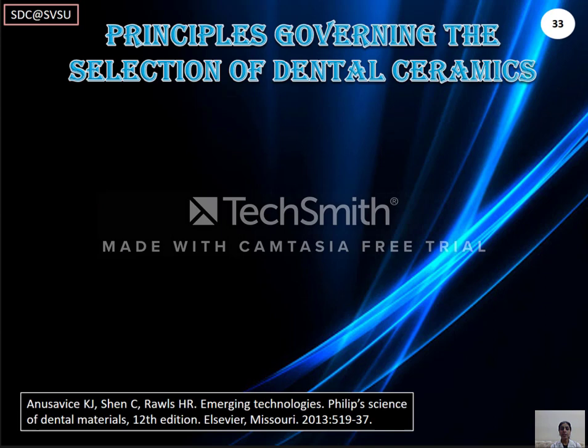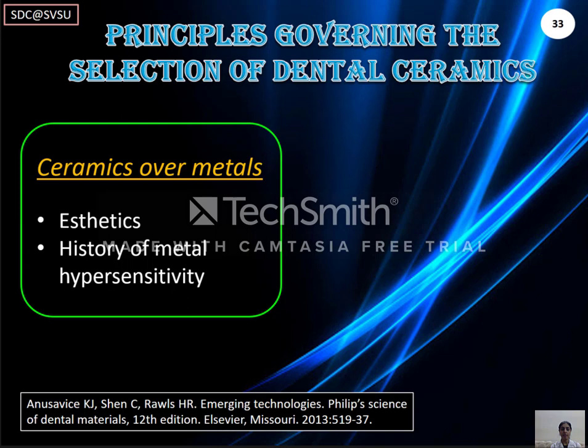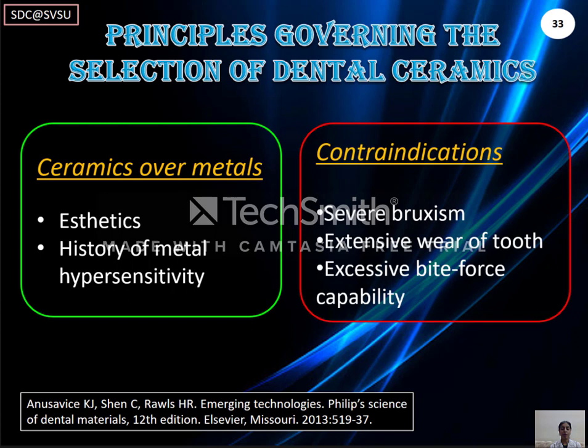Principles governing the selection of dental ceramics. Ceramics are chosen over metals when aesthetics is the primary requisite and when history of metal hypersensitivity exists. Ceramics are contraindicated in cases of severe bruxism, extensive wear of tooth, and excessive bite force capability.